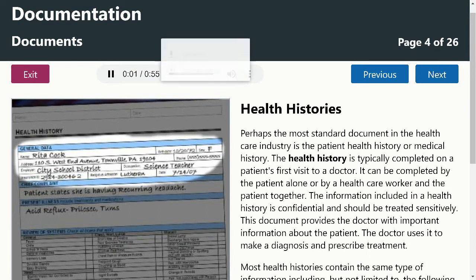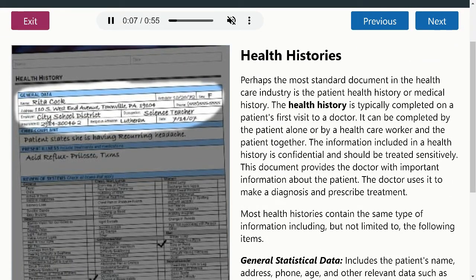Health histories. Alright, so the most standard document in the healthcare industry is a patient health history or medical history. This health history is typically completed on a patient's first visit to a doctor. So if you're a new patient, going to a doctor for the first time, they usually have new patient paperwork. So that's what they're trying to get, your health history. Any surgeries you had, any medication that you're on, stuff like that.